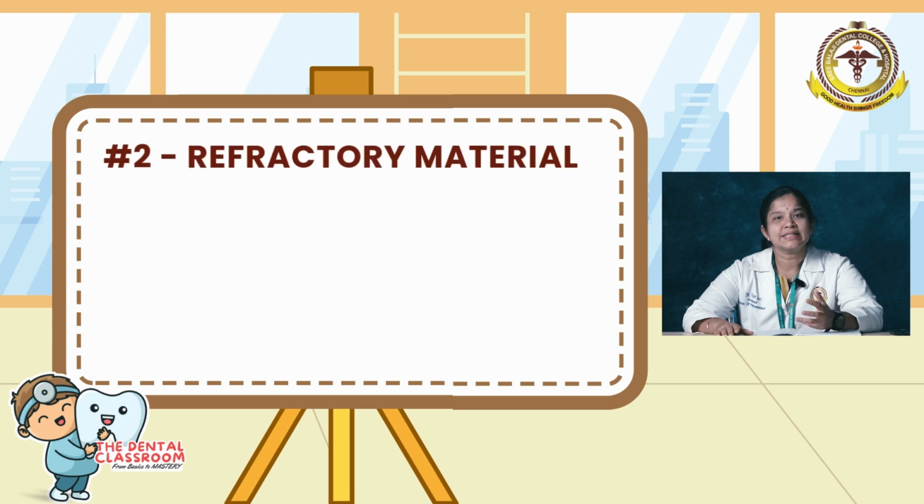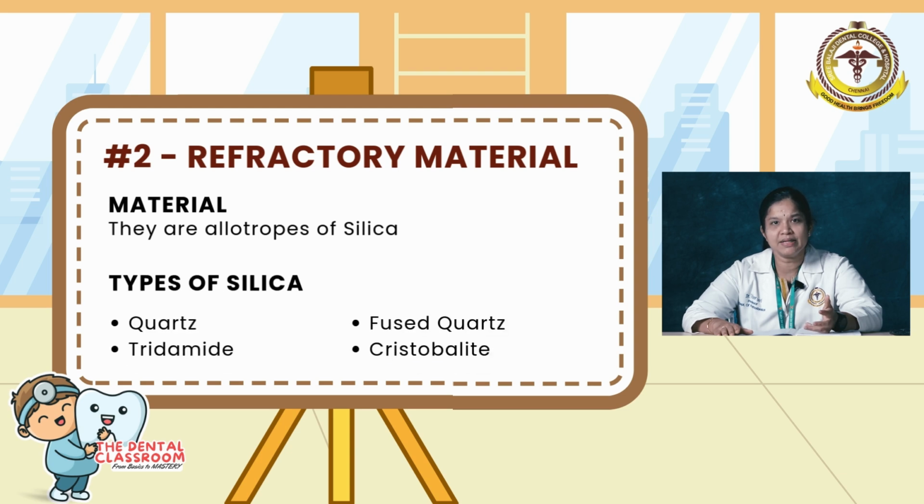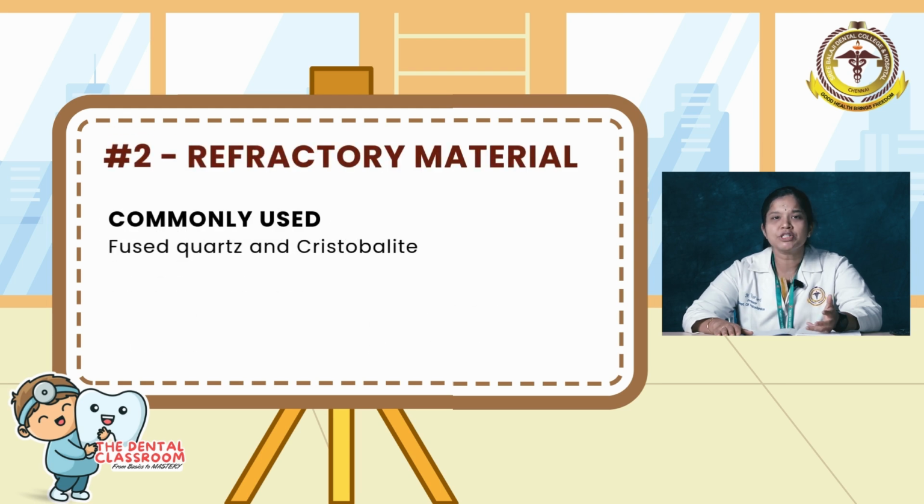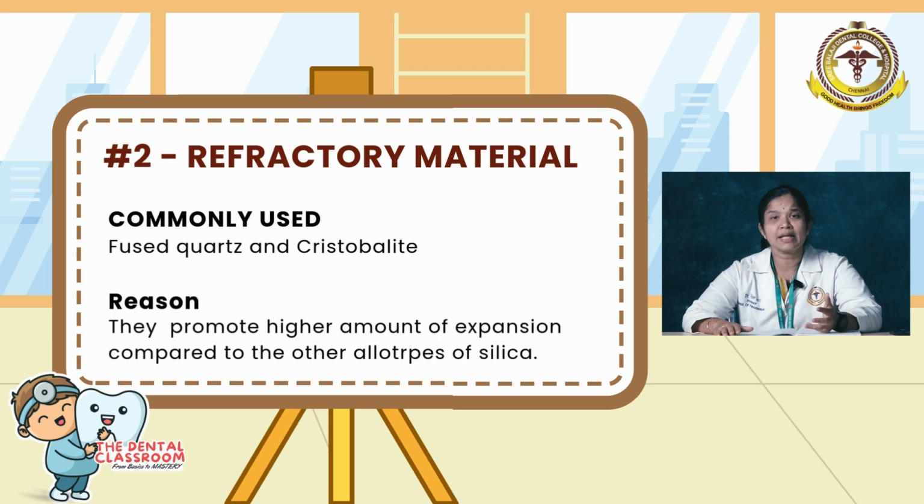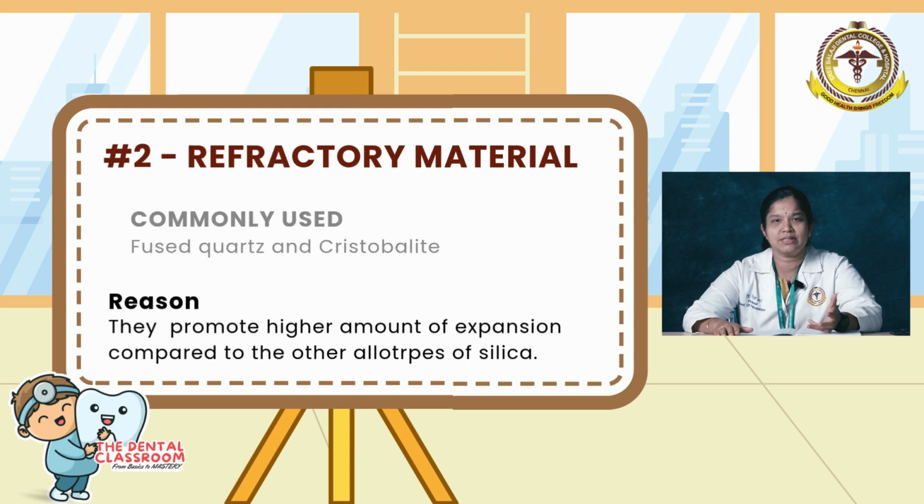Moving on to the second ingredient, refractory material. These are allotropes of silica. There are 4 types of silica available in dentistry: quartz, tridymite, fused quartz and cristobalite. Out of these 4, cristobalite and quartz are the commonly used silica materials in dentistry. The reason behind it is that they promote a greater amount of expansion compared to the other allotropes of silica. Out of these 4, cristobalite plays a major role in the expansion of the investment.